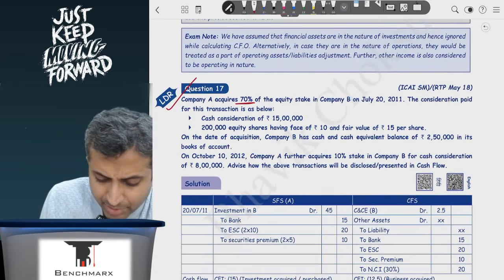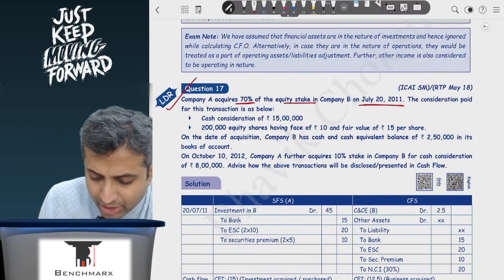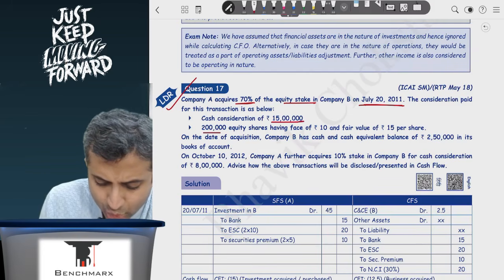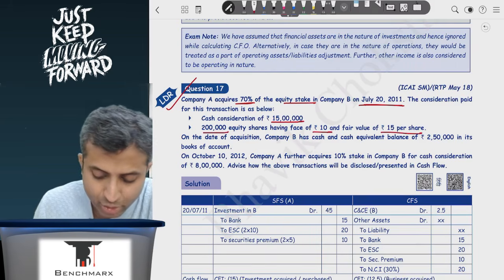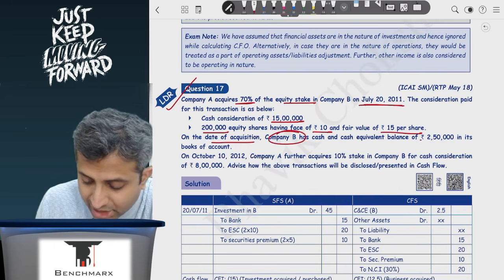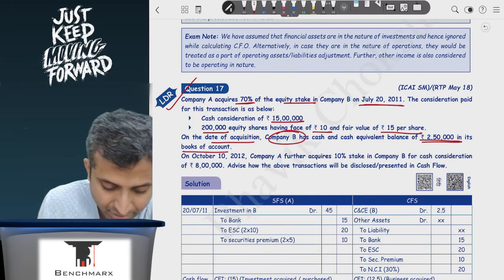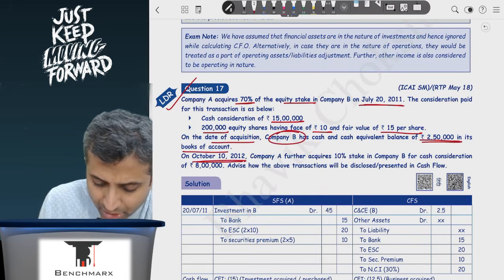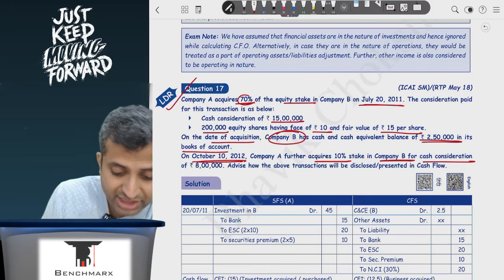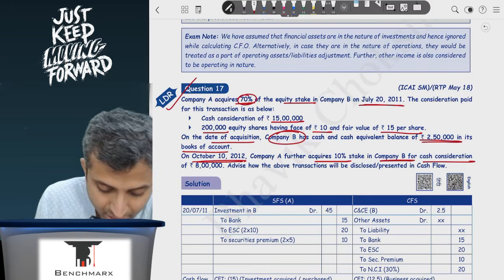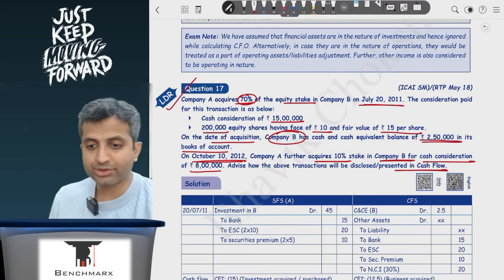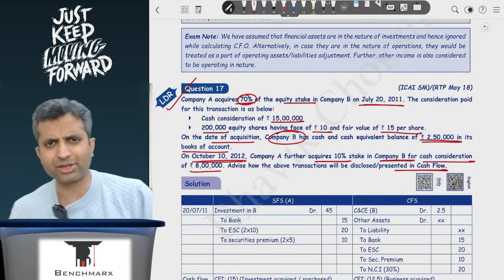A acquires 70% of the equity shares on 20th July. The consideration paid is cash of 15 lakhs and 2 lakh equity shares of rupees 10 at a fair value of 15. On the date of acquisition, B has a cash and cash equivalent balance of 2 lakh 50 in its books of accounts. On 10th of October, A acquires a further 10% stake in B for a cash consideration. See, earlier 70% is acquired, now another 10% is acquired for 8 lakhs. Advise how this transaction will be presented in cash flow. They have not asked you whether it is standalone cash flow or consolidated cash flow, so we will discuss both.